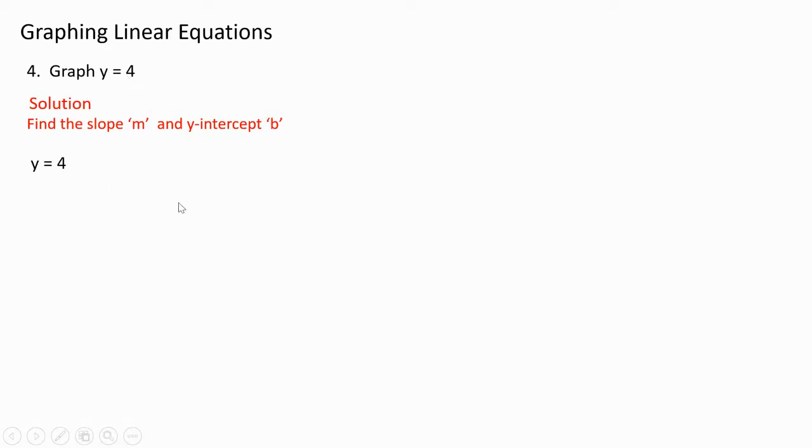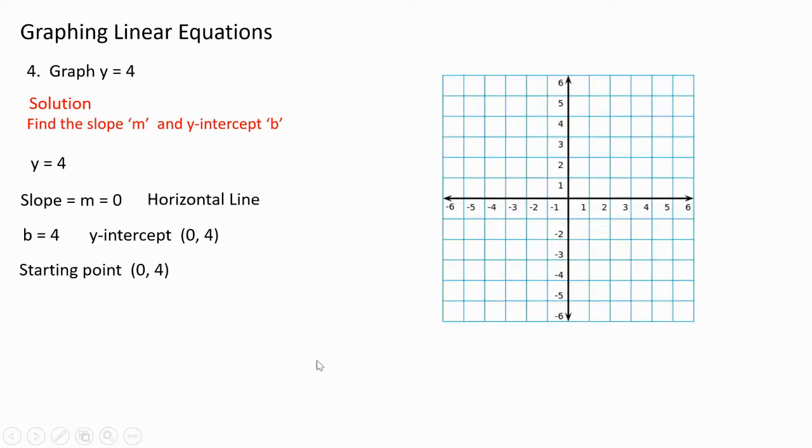And this is my y-intercept, the b, this is my b there. That means to graph it, starting point, 0, 4. This means that every value is 4 for the y value, so it's going to be a horizontal line. There's your line.